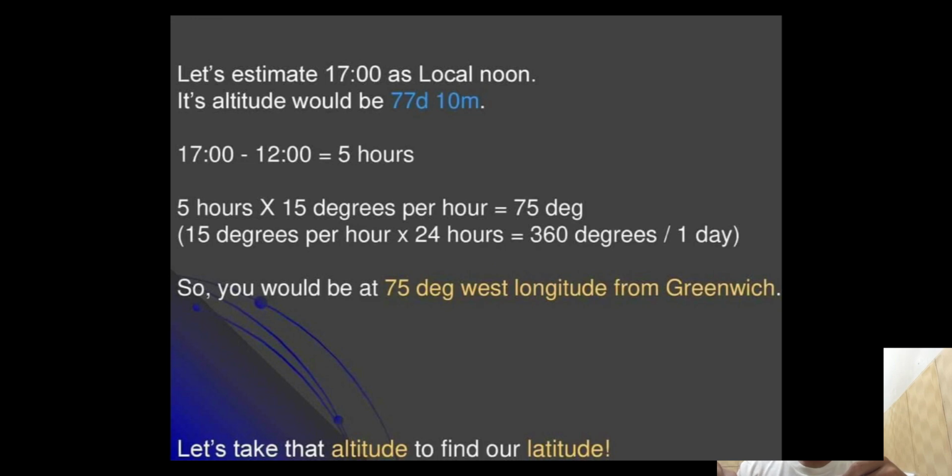15 degrees per hour times 24 hours equals 360 degrees a day. So you would be at 75 degrees west longitude from Greenwich. So let's take that altitude to find our altitude.